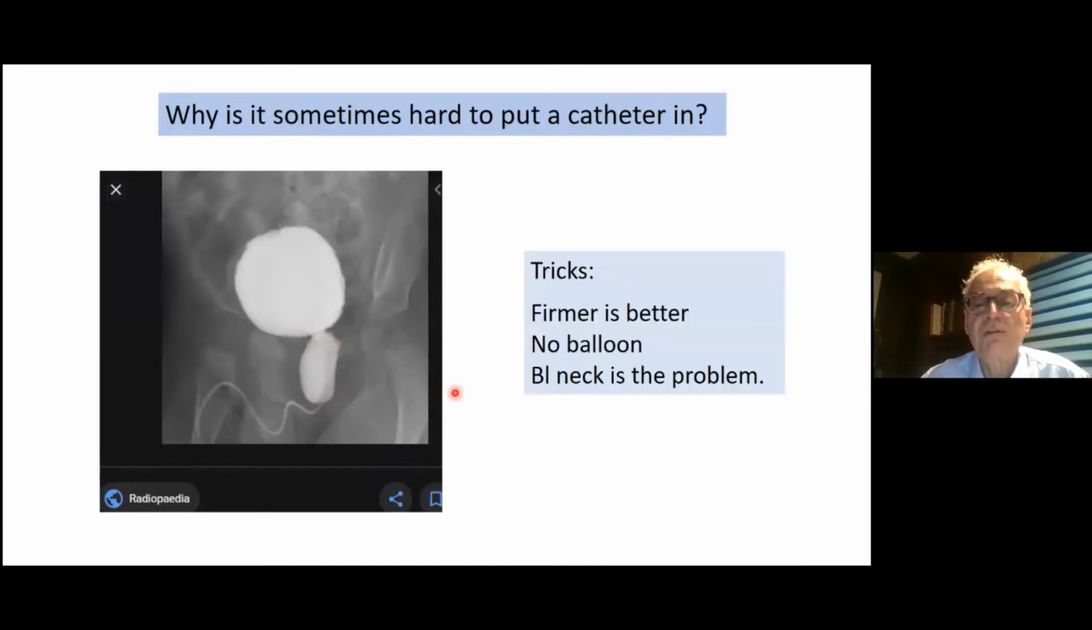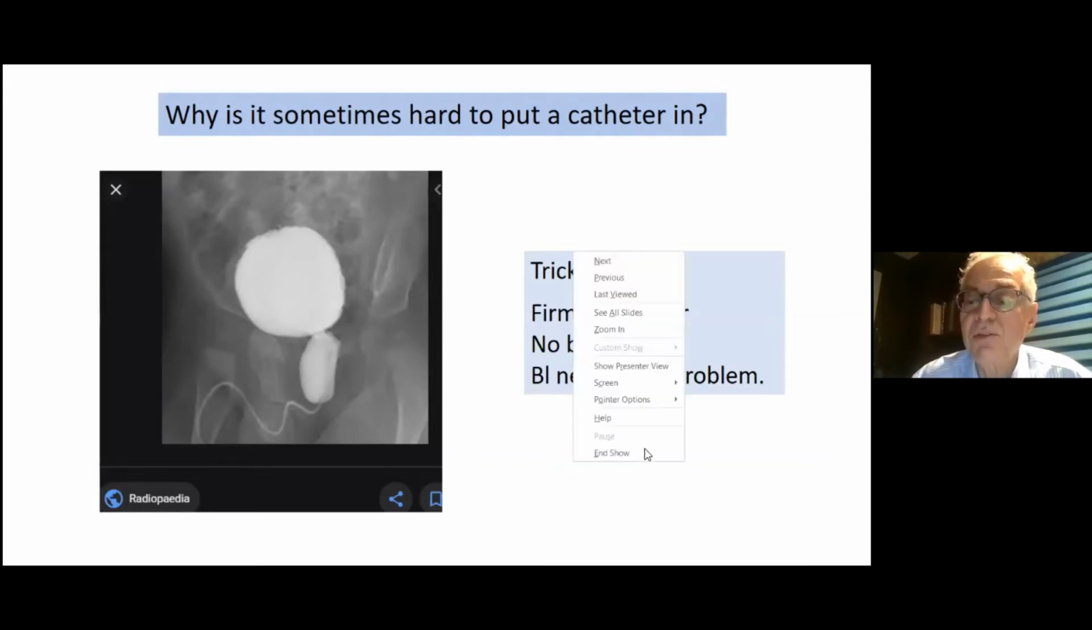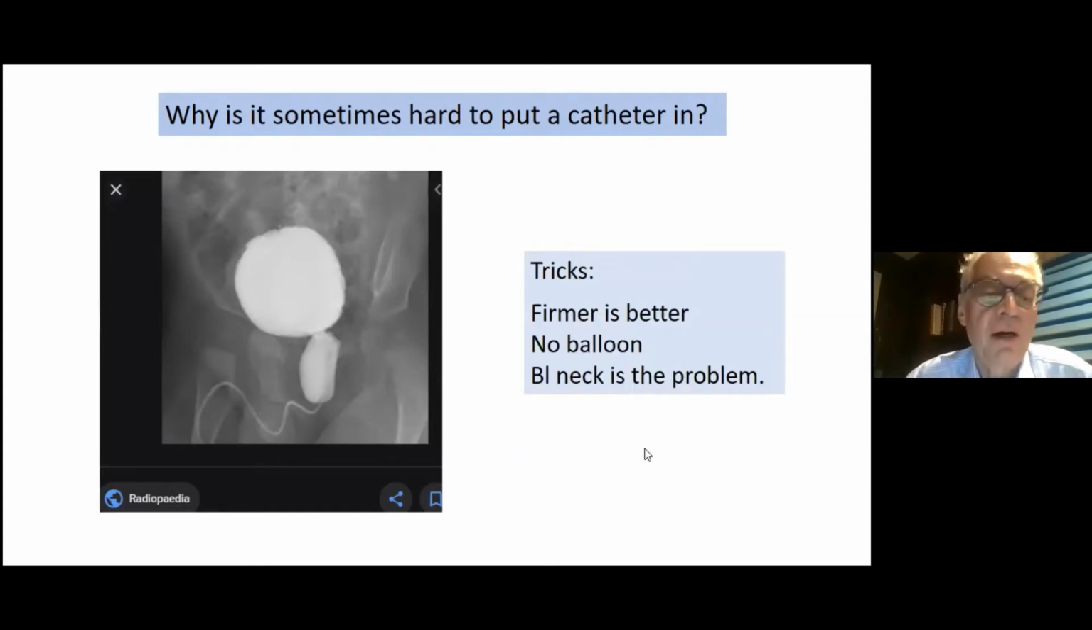A couple tricks that I like to teach my residents is firmer is better so that you can maneuver the catheter in here. The bladder neck is the problem, so you play around with it a little bit. You might even try a coude sometimes. And of course, many people have written in the literature to avoid a balloon type of catheter, because one, the lumen of a balloon catheter is much smaller because you have to make room for the balloon. And secondly, because these tend to be very spastic bladders, and you can contract your bladder right around the balloon, and you can get anuria actually from using a balloon catheter. Okay, so let's move on here.